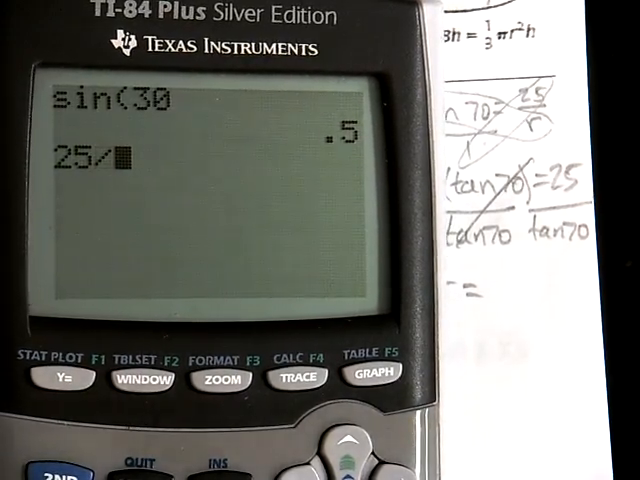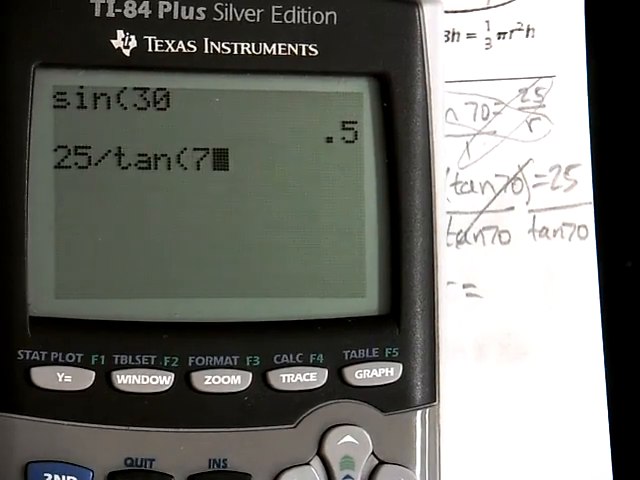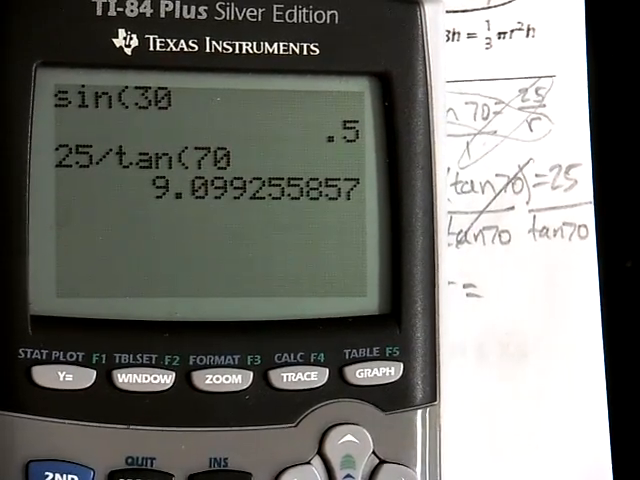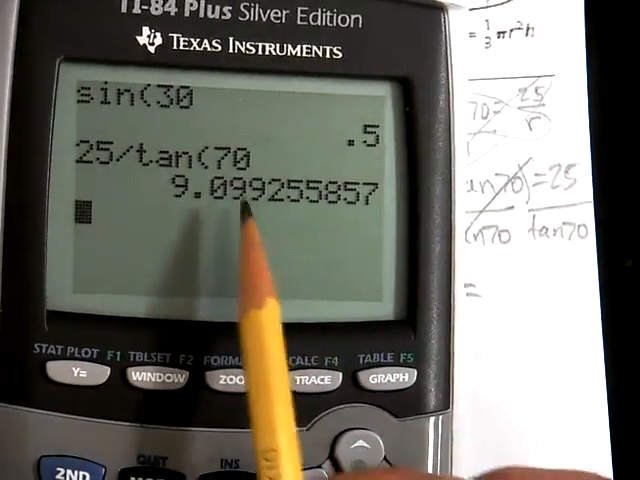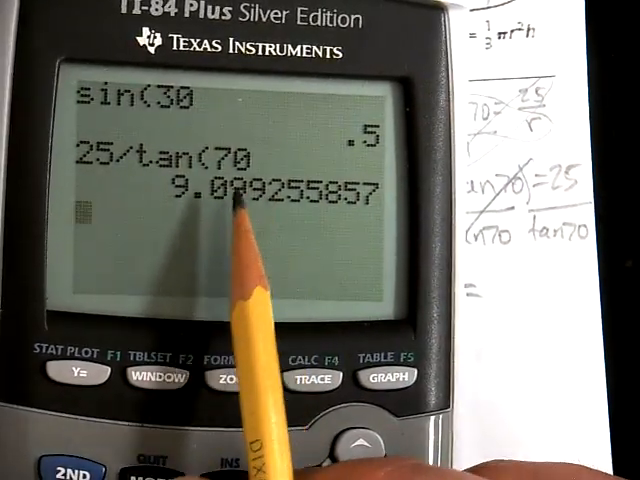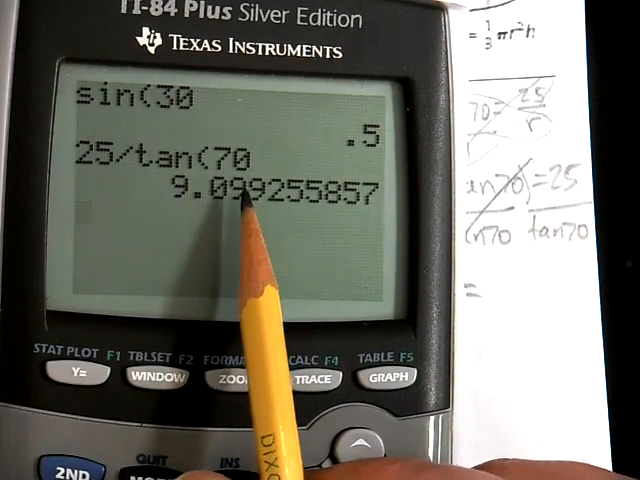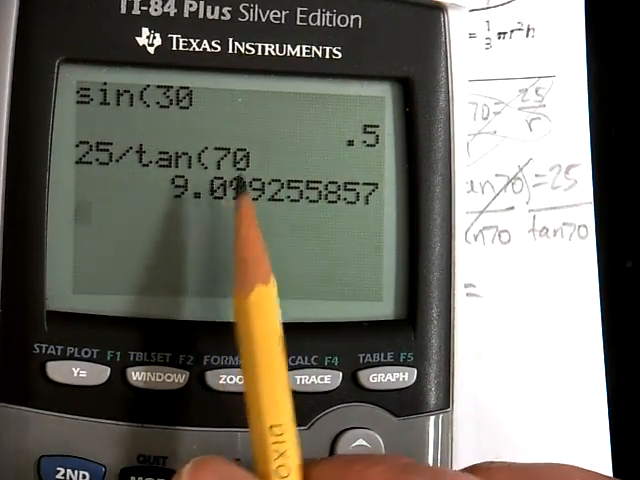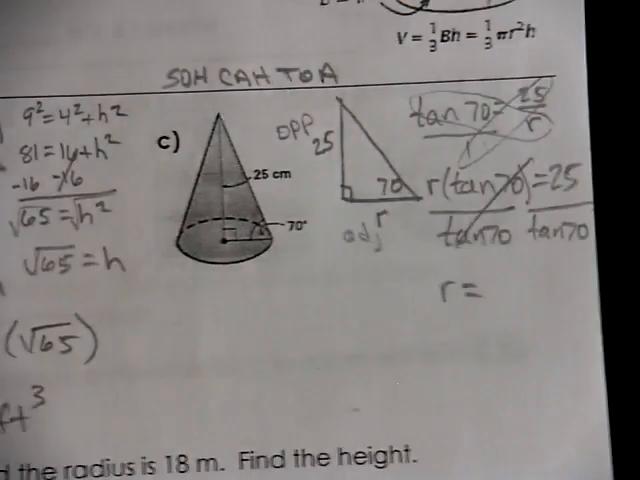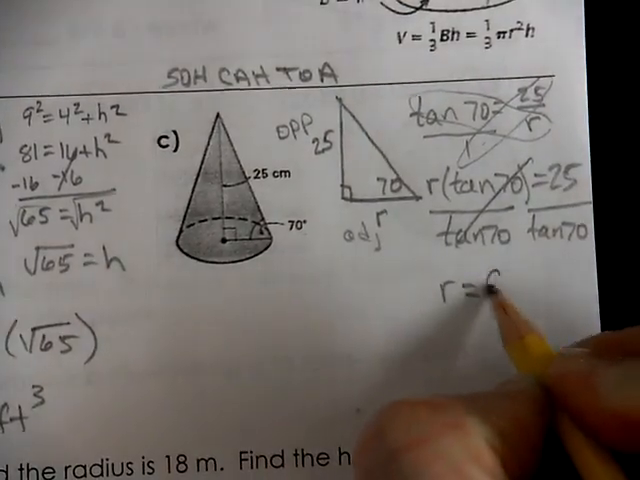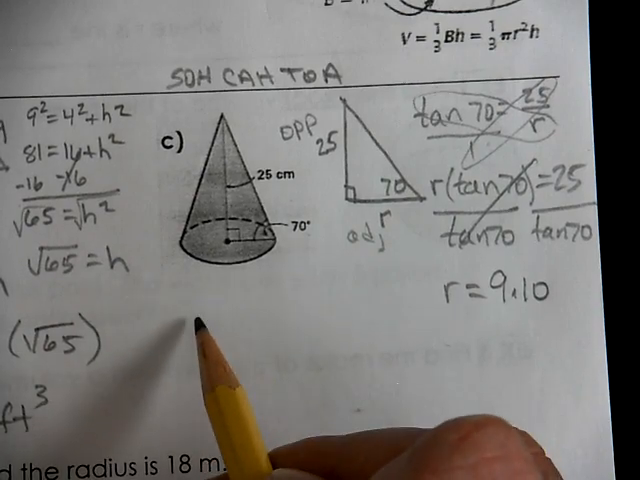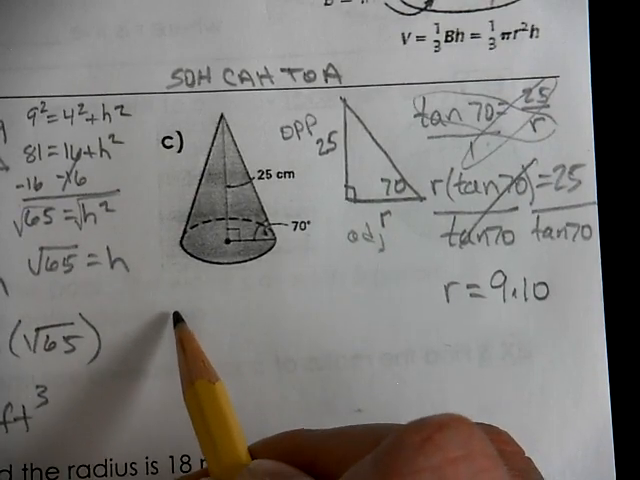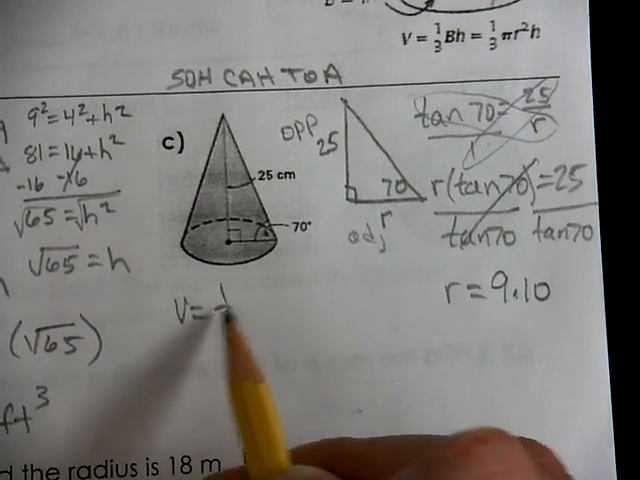25 divided by the tangent of 70 gives us 9.01, because the third number is going to round up, and it's going to make this 9 round up, and it's going to make that a 1. 10 if you want to say that. 9.10. So now we're ready to find the volume.